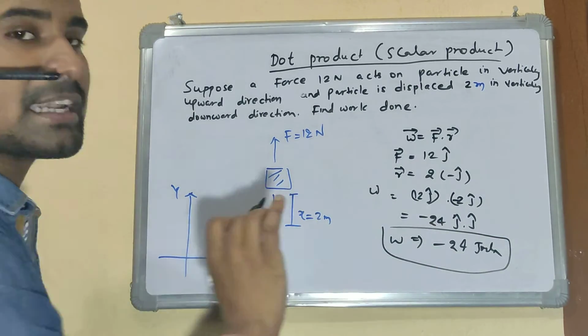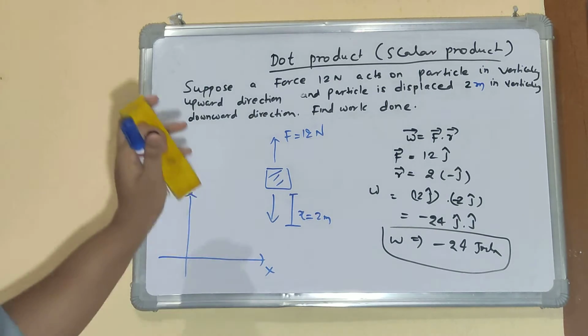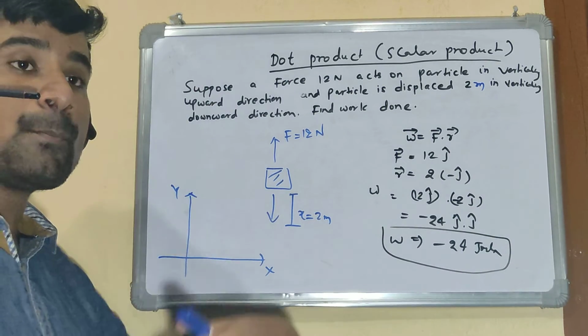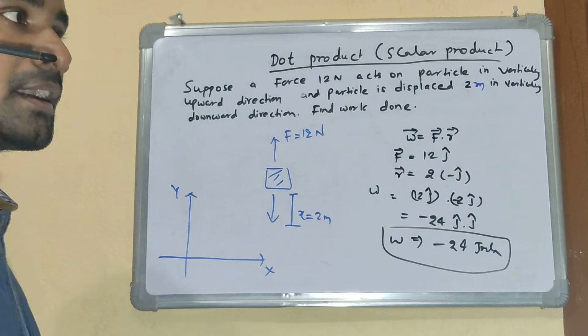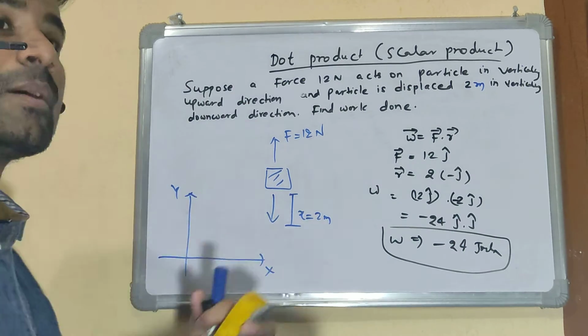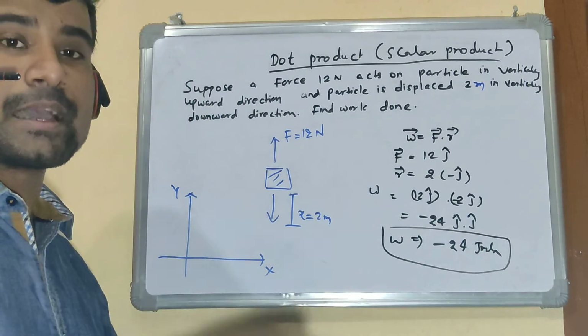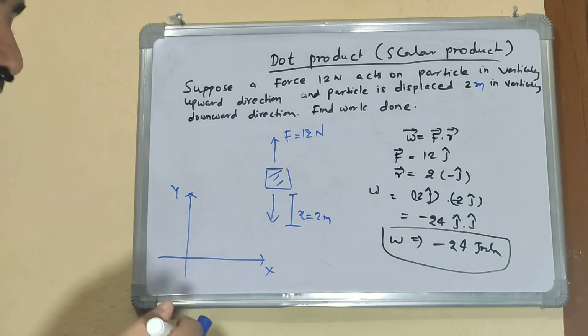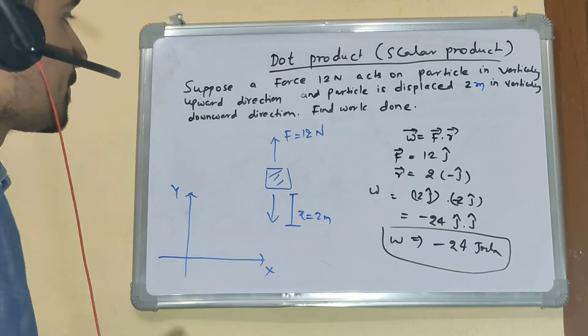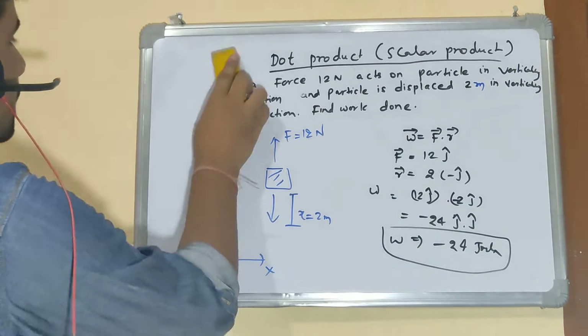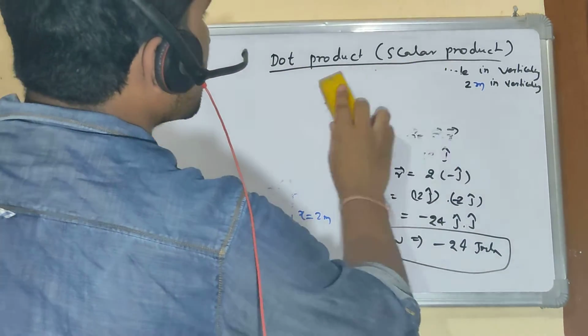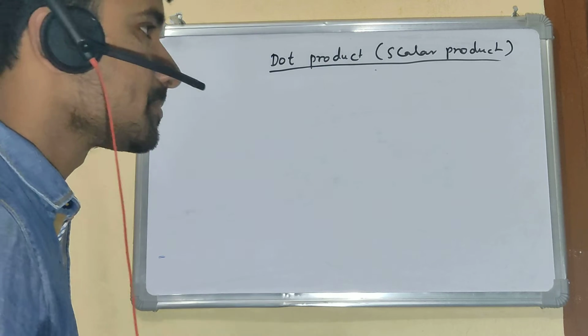Work is negative here because the displacement is opposite to the direction of force, right? So it is happening opposite. Whatever we are trying to do, it is happening opposite of that, which happens generally in life also, right? So it's like that, okay?